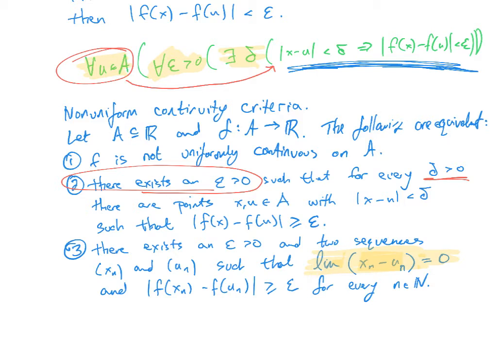Okay? But actually, this is a little bit more forgiving than saying that their limits are the same, because this does not say that they have to have limits. The sequences xn and un do not have to individually have limits for the sequence of differences to have a limit. Okay?